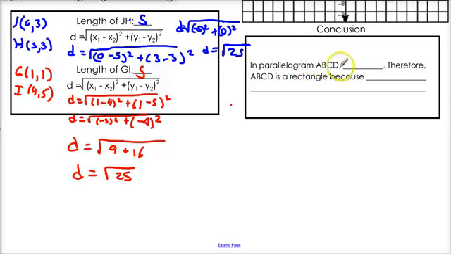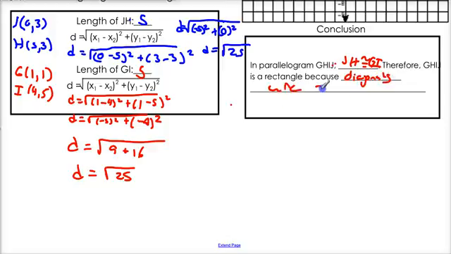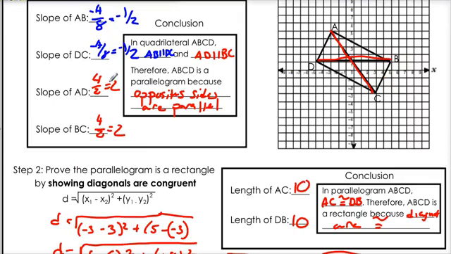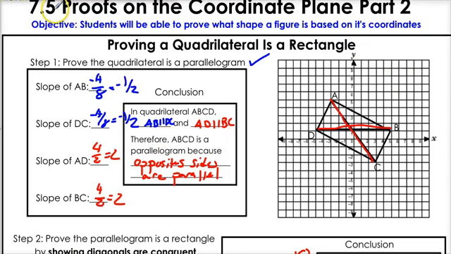In parallelogram ABC, hold on. Let's try this again. In parallelogram GHIJ, we know that JH is congruent to GI. Those are our diagonals. Therefore, GHIJ is a rectangle because diagonals are congruent. And we've just done our proof. All right? So you're going to need to memorize the distance formula if you're going to be able to prove anything is a rectangle. So don't forget it. You need to write your conclusions as well.